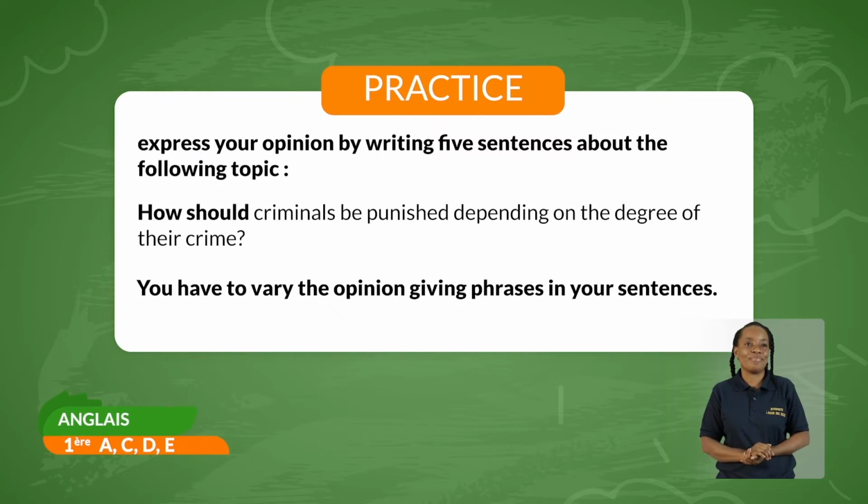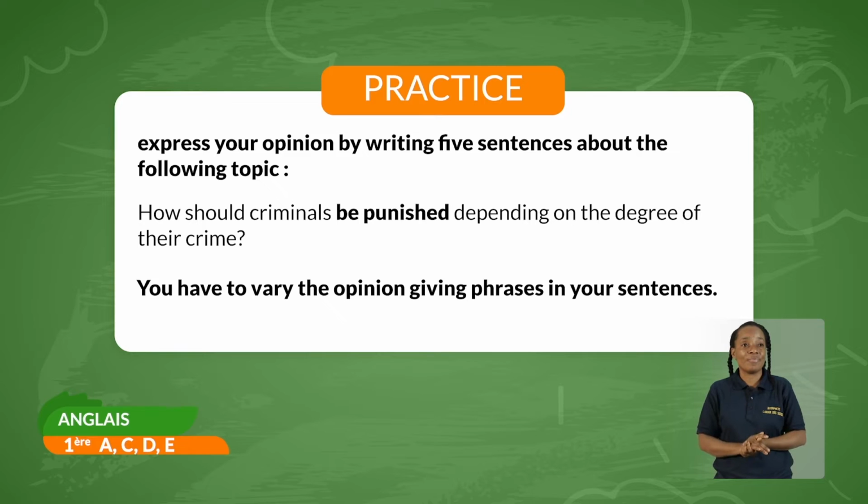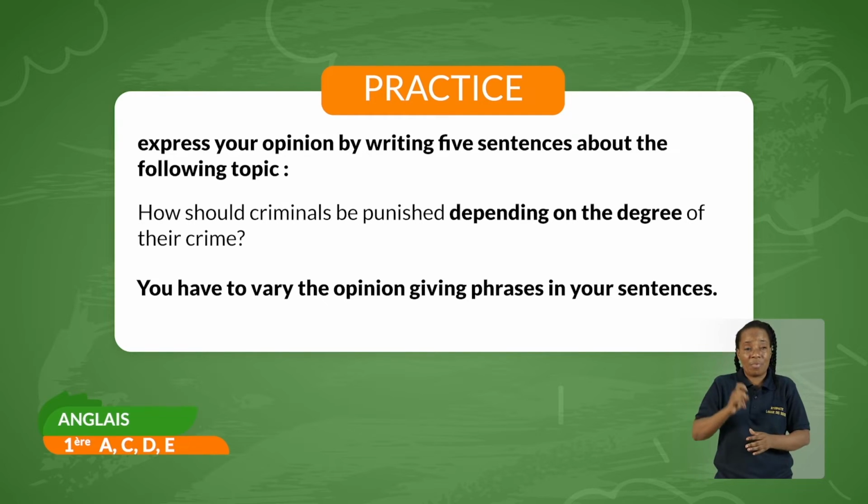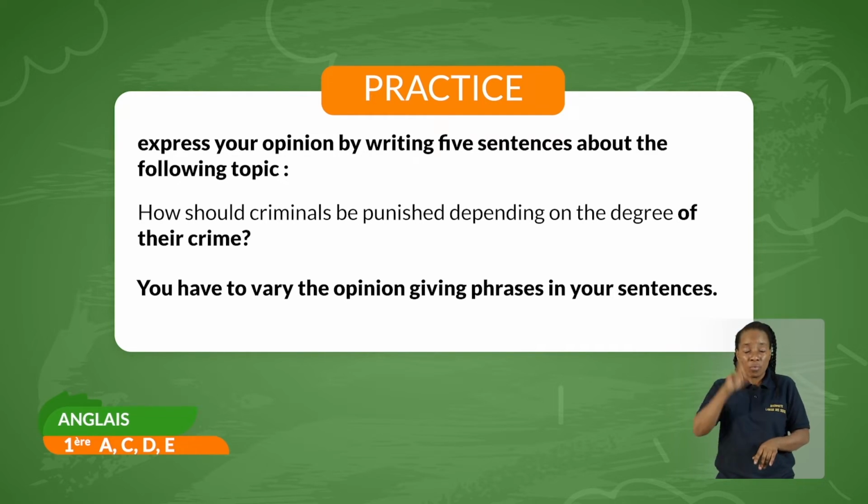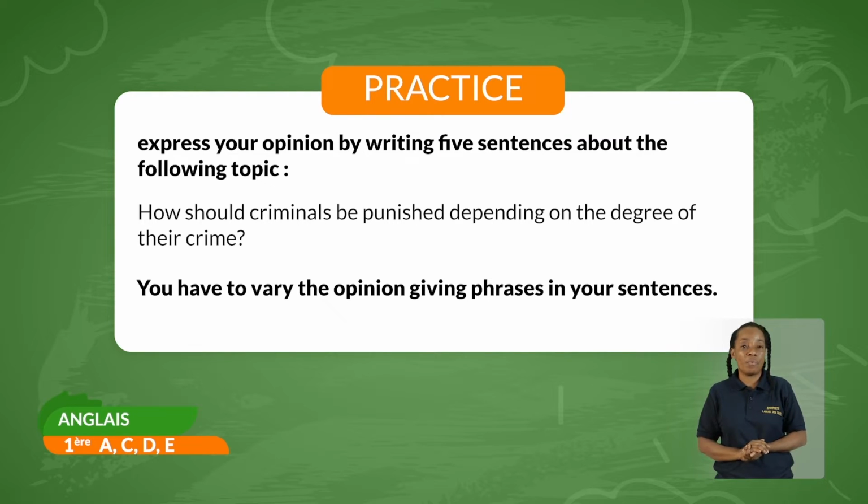So let's practice that a little bit. You have to express your opinion by writing 5 sentences about the following topic. You have to vary the opinion expressions, okay? And the topic is the following one. How should criminals be punished depending on the degree of their crime? Okay? How should criminals be punished? How? And you have to give your opinion.